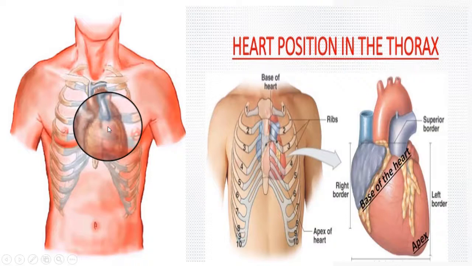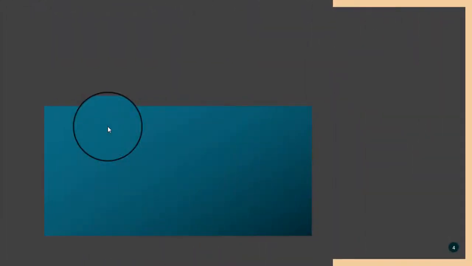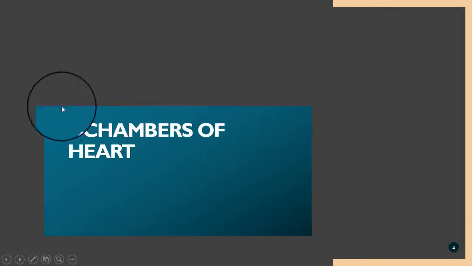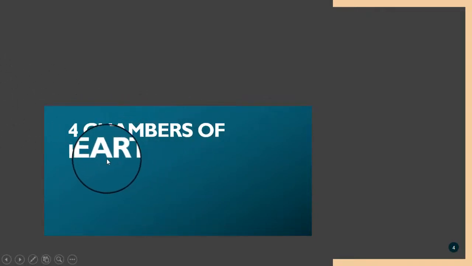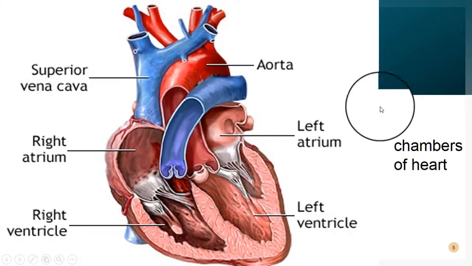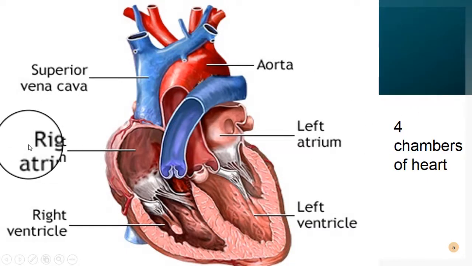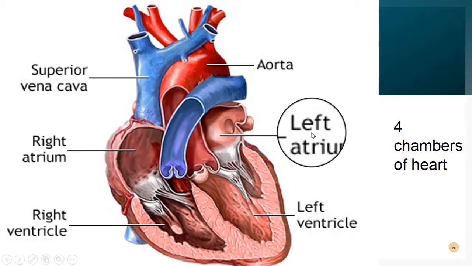Now next we will discuss the 4 chambers of the heart. So let's talk about them. Our heart consists of 4 chambers, that is, 2 atria and 2 ventricles.